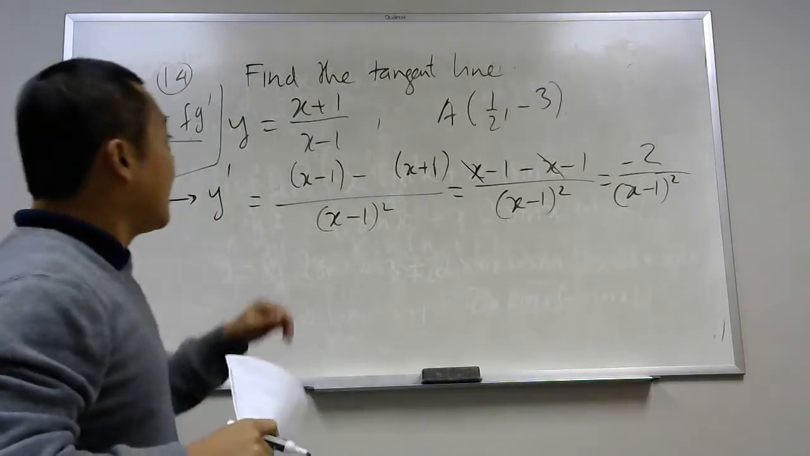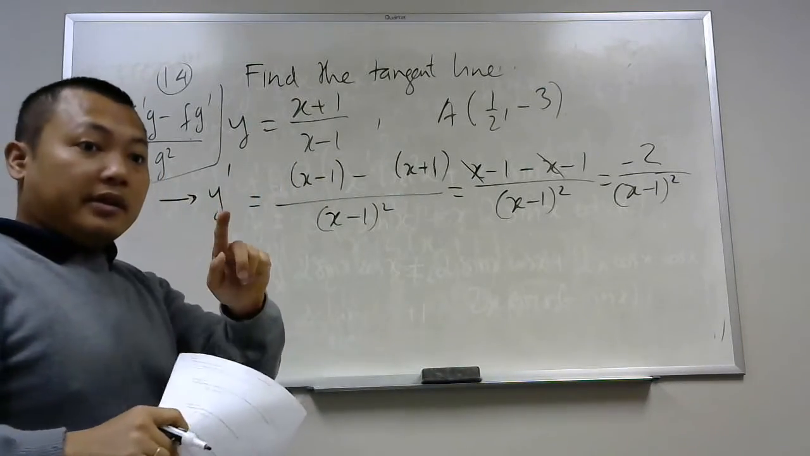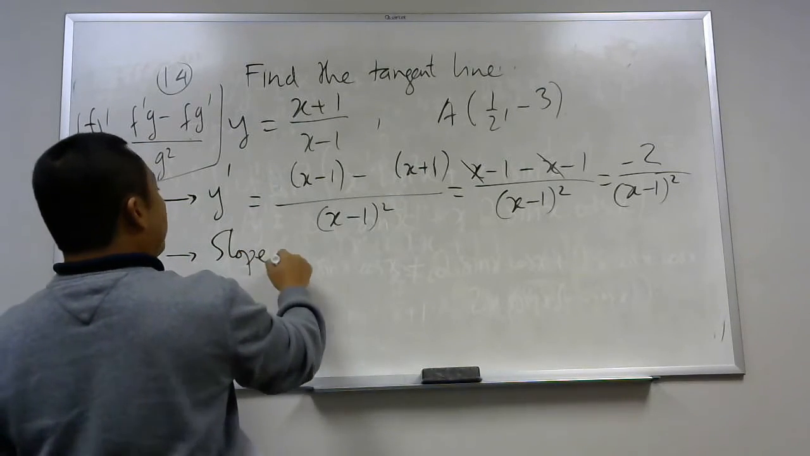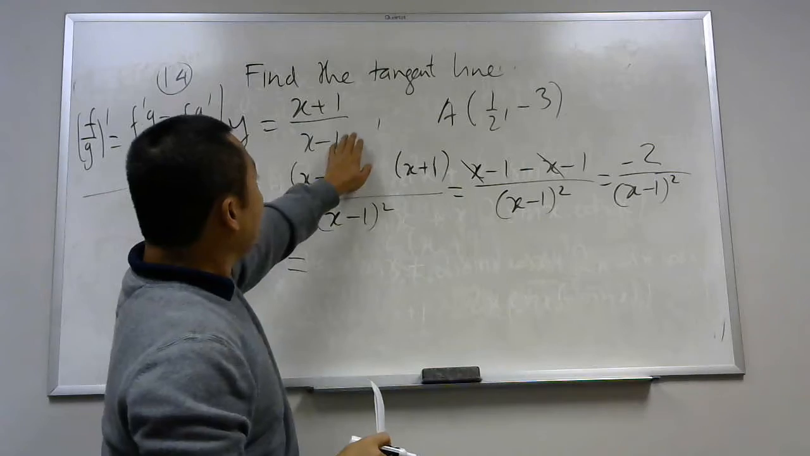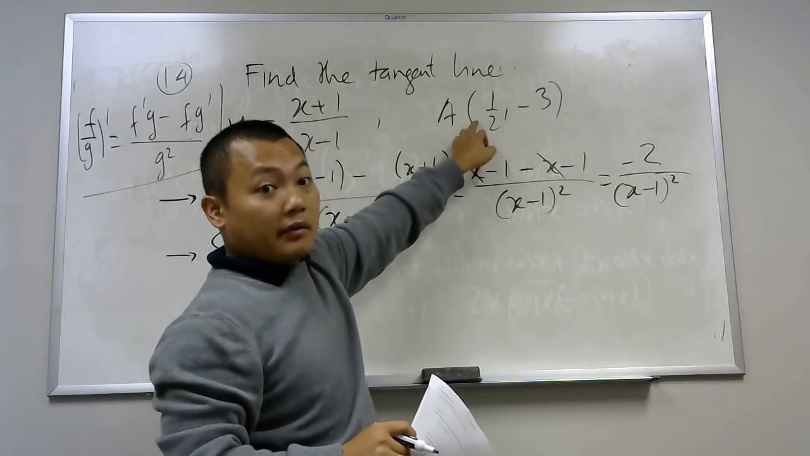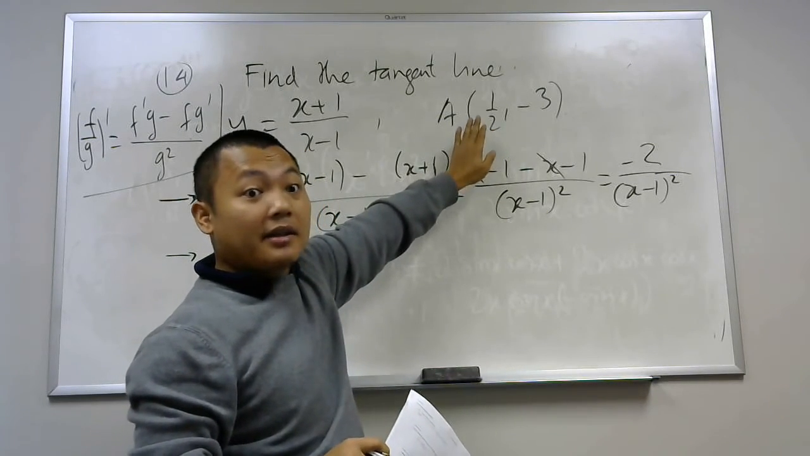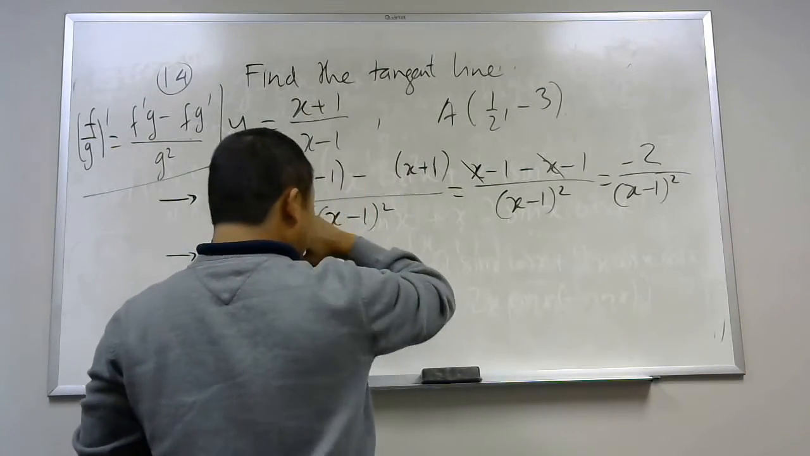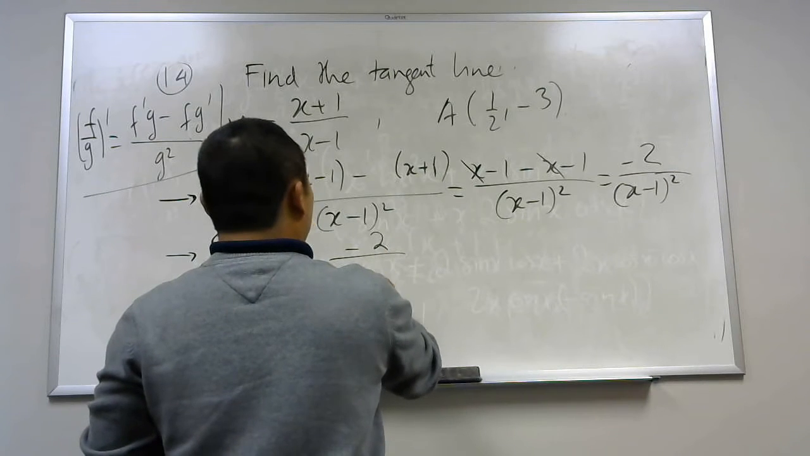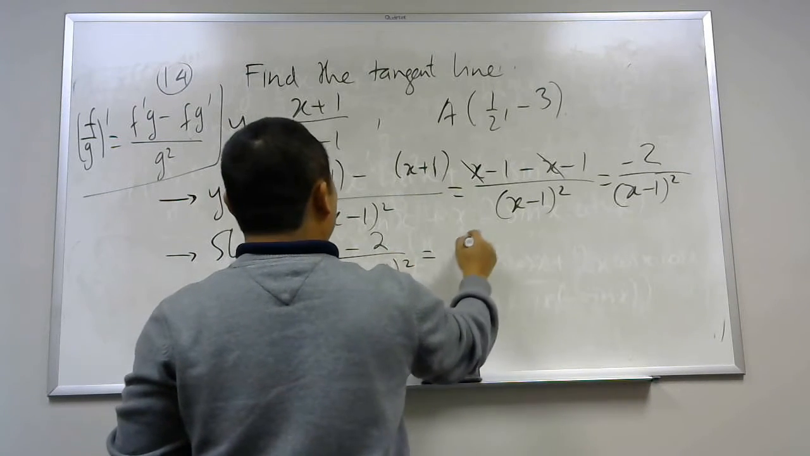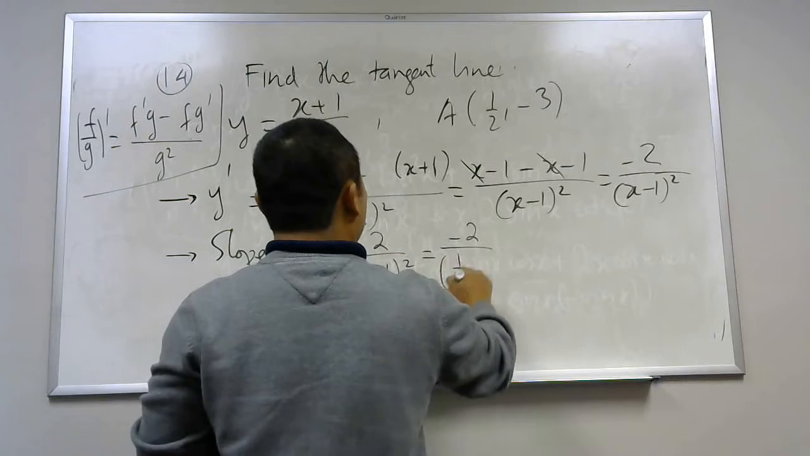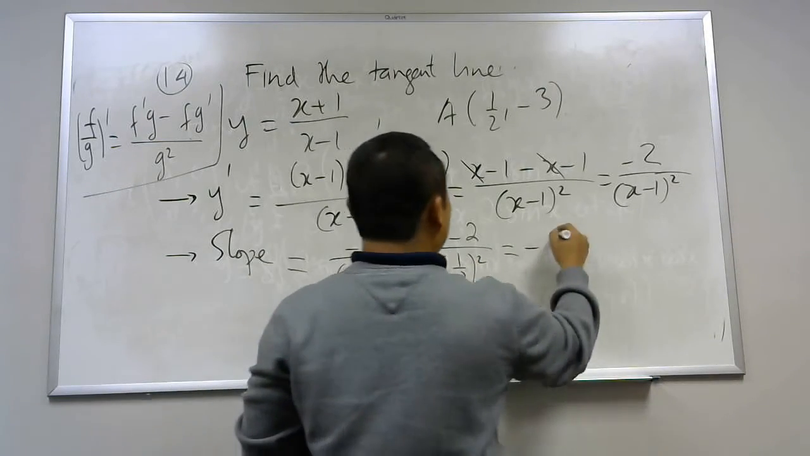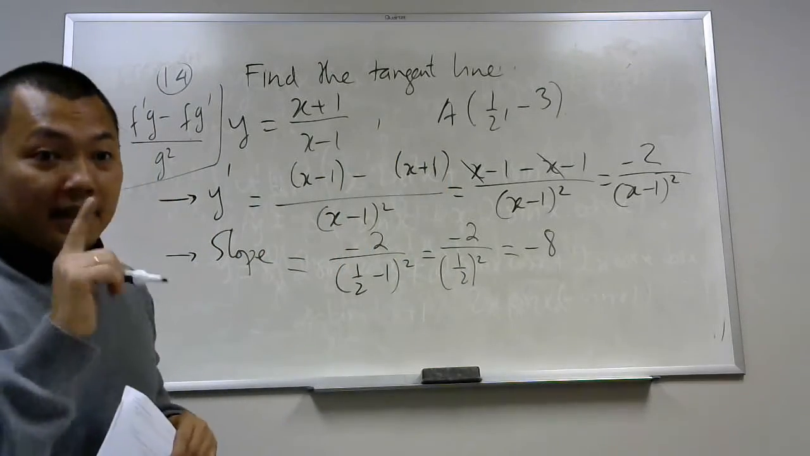All right, here we already have the derivative, but we need to find the tangent line. From here, I can find the slope. The slope is equal to the derivative at x equals 1/2, because we need to find the tangent line at this point. So I just plug 1/2 into this derivative. I get negative 2 over (1/2 minus 1) squared, which is negative 2 over (negative 1/2) squared. That is 1/4, and I flip that, I get negative 8. The slope is negative 8.